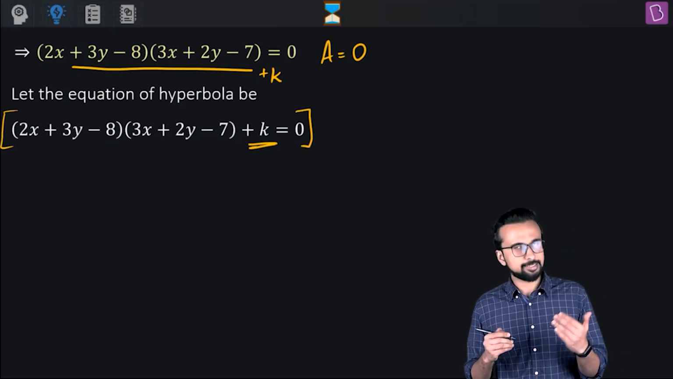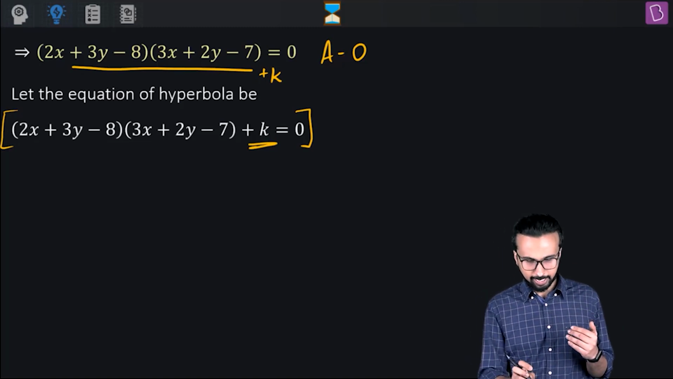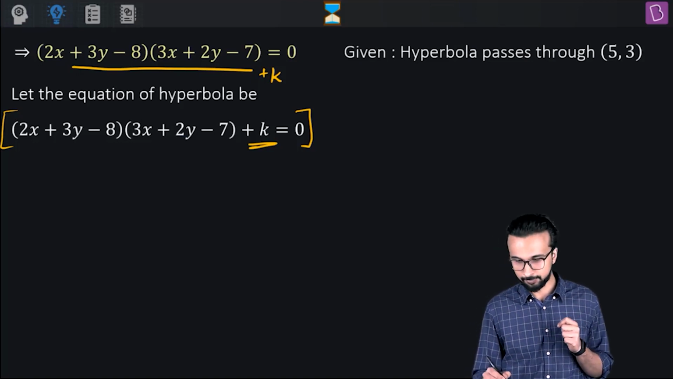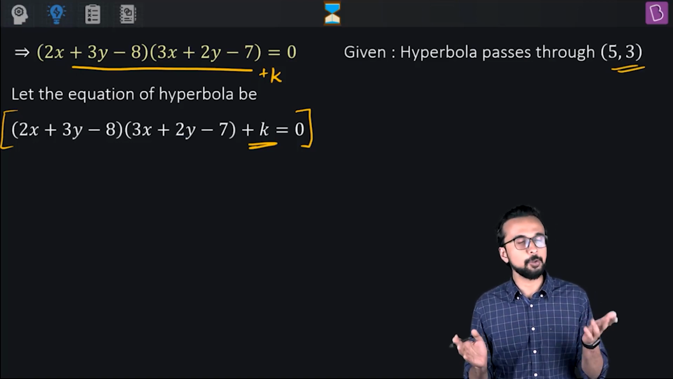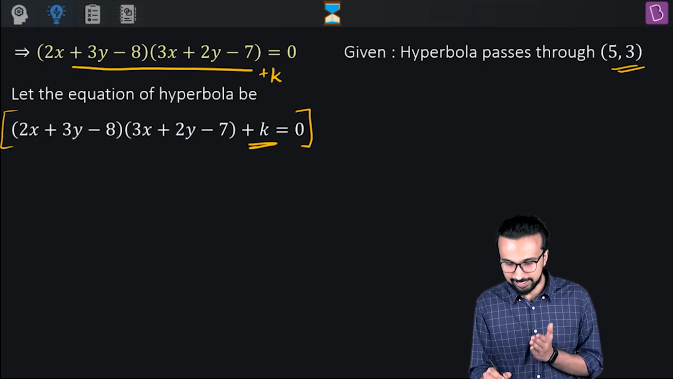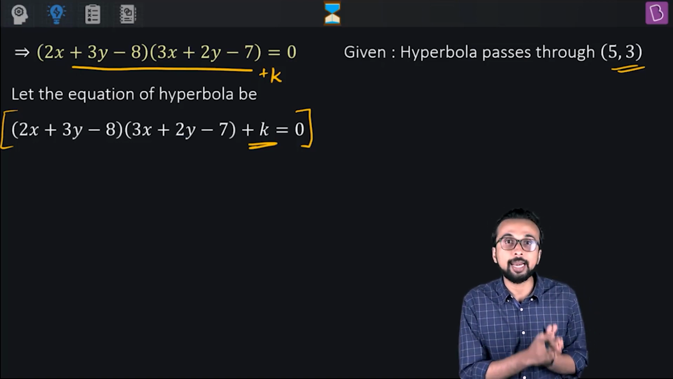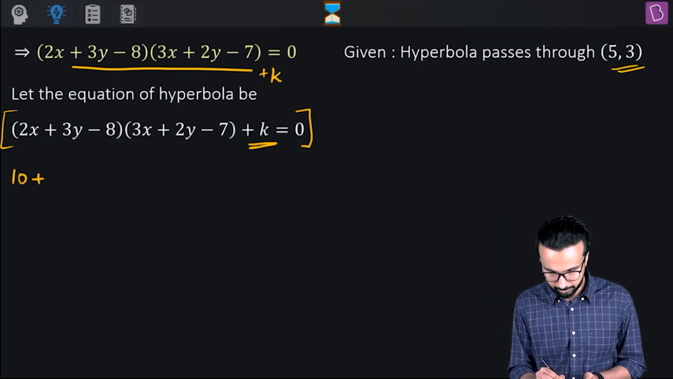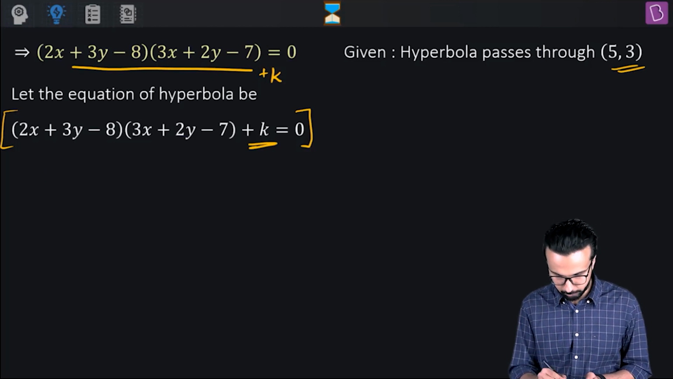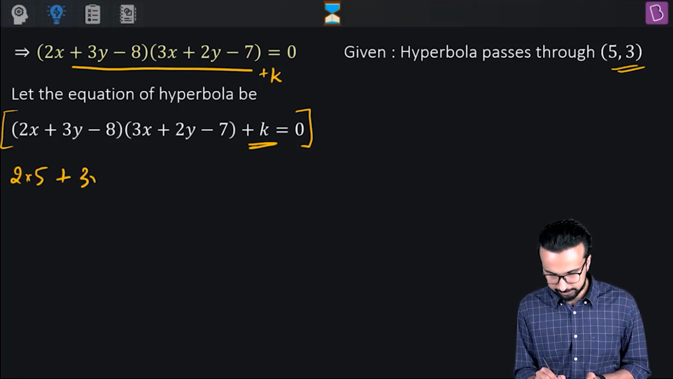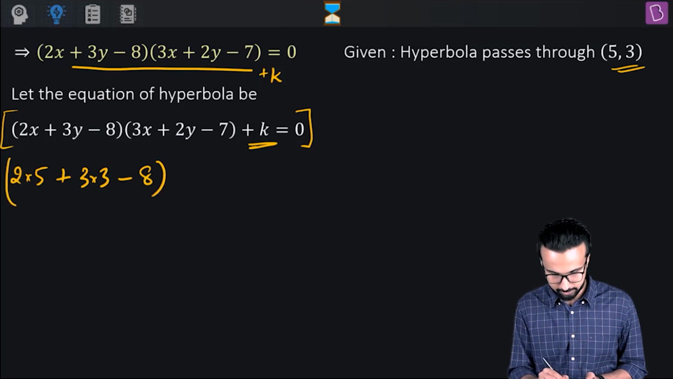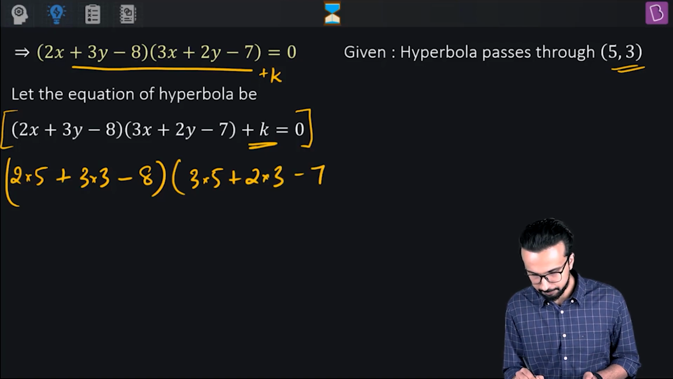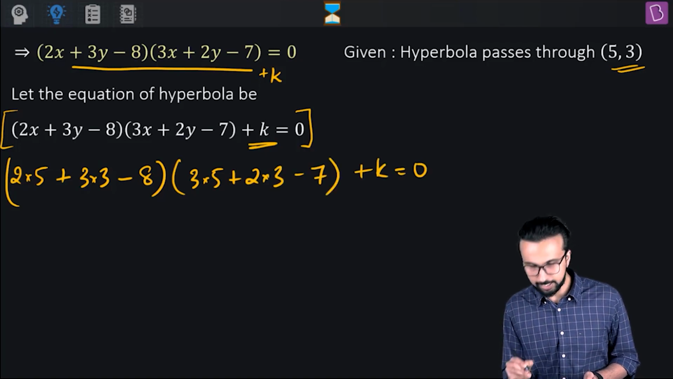Now, there is something else given to me in the question, that this hyperbola passes through a fixed point, (5, 3). This makes life so much easier. What do we do now? We just take (5, 3) and put it directly into this equation. I'll write it neatly. This becomes (2 into 5 plus 3 into 3 minus 8) into (3 into 5 plus 2 into 3 minus 7) plus k equal to 0.